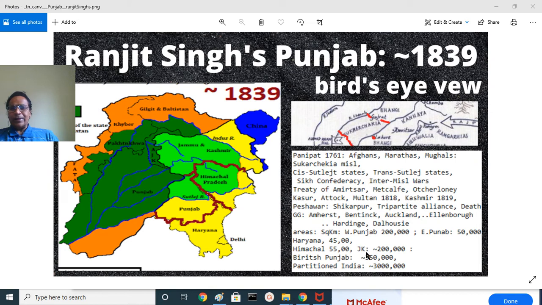After his death, the Sikh Khalsa Darbar descended into anarchy, two Sikh wars were fought, and finally the kingdom was annexed to the British East India Company territories. So British Punjab has around 350,000 square kilometers, 0.3 million square kilometers. The Maharaja's territory has more or less the same, maybe a little more, like 0.4 million. That is nearly 10% of the geographical area of today's South Asia, south of Khyber Pass.